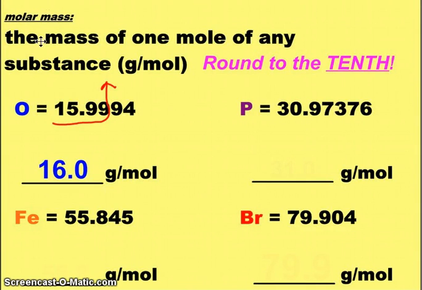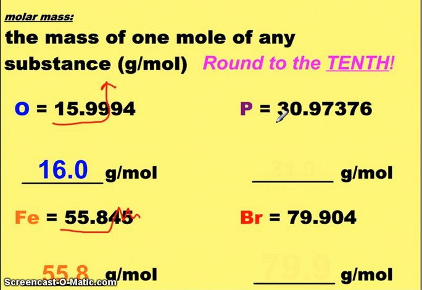Let's look at the next one. Iron, 55.845. Some people try to round backwards. They'll say, okay, well, the 5 makes the 4 a 5, which makes the 8 a 9, which makes this 56. Wrong. We start from the left. 55.8, and then 4, that means drop it like it's hot. And the molar mass for iron is 55.8.